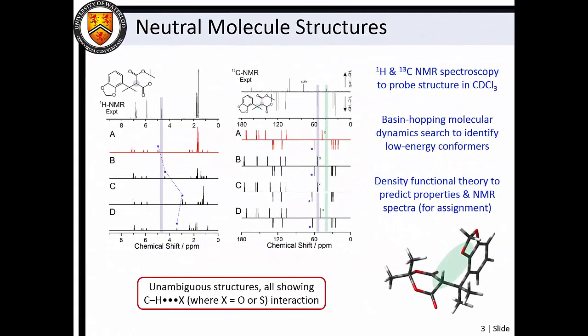For this study, 3 benzyl Meldrum's acid derivatives were prepared to have substituents which could participate in intramolecular CHO or CHS hydrogen bonding. To determine the structures of the neutral species, NMR spectroscopy was used in combination with detailed quantum chemical calculations. The structures of all 3 Meldrum's acids were unambiguously assigned, and all 3 exhibited geometries suggesting CHX interaction.